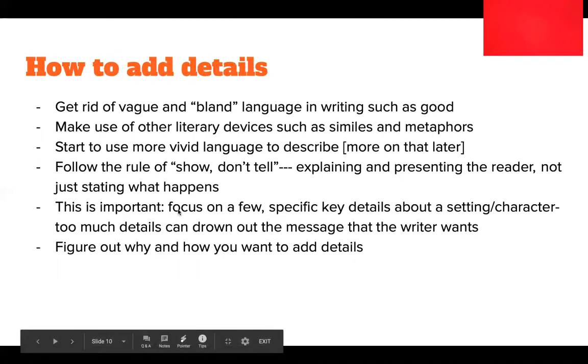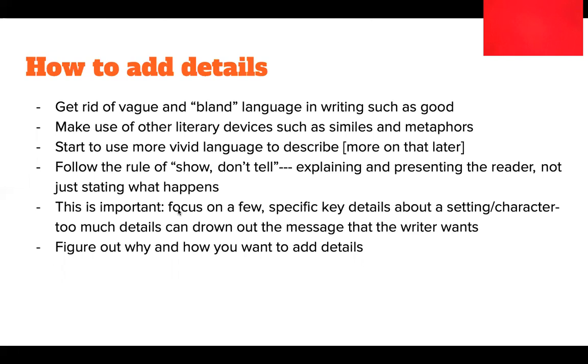Now, we're going to learn how to actually add details into writing. First, get rid of really vague, open-ended, and bland language in writing, such as good. These words are empty and don't add any actual substance into writing itself. Next, make use of other literary devices such as similes and metaphors. Literary devices can make writing more interesting and organized for the reader.